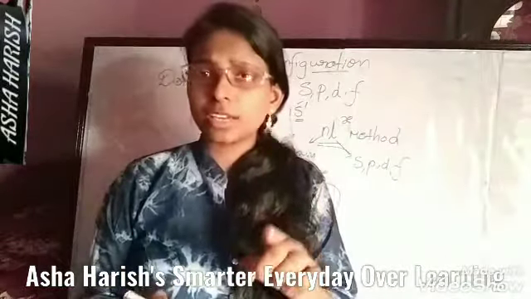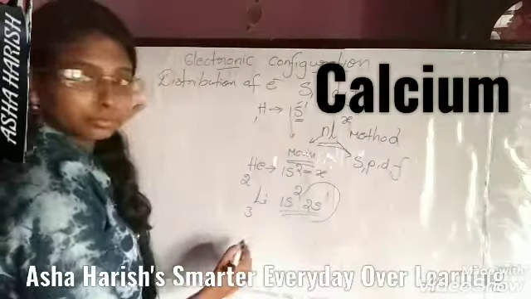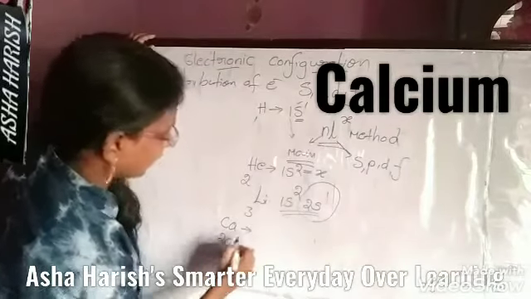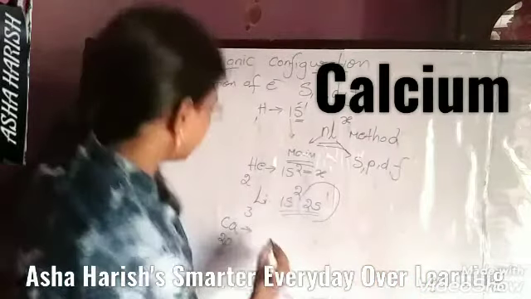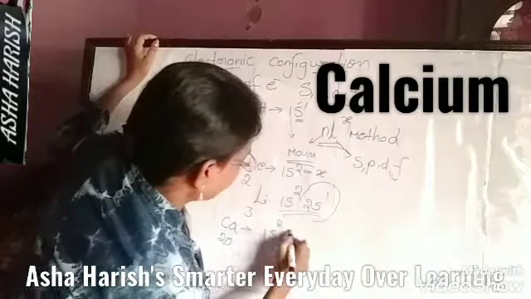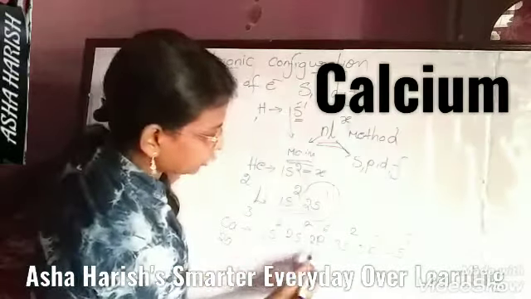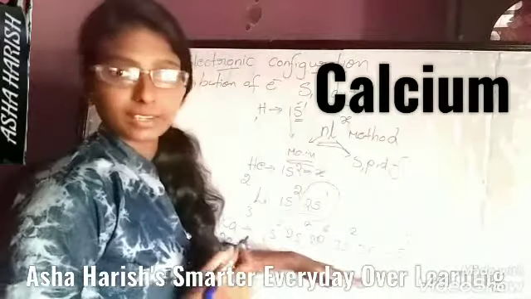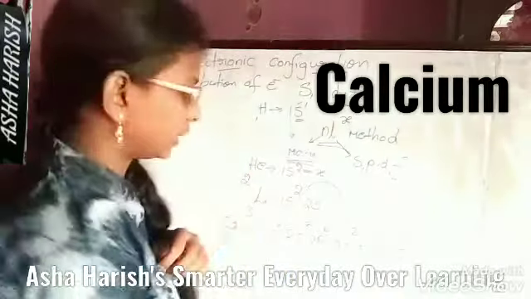If I take the example of calcium, atomic number 20, and write the electronic configuration according to the Moeller chart: 1s2, 2s2, 2p6, 3s2, 3p6 and 4s2. These are the increasing energy levels according to the Moeller chart. I have written here the electronic configuration.